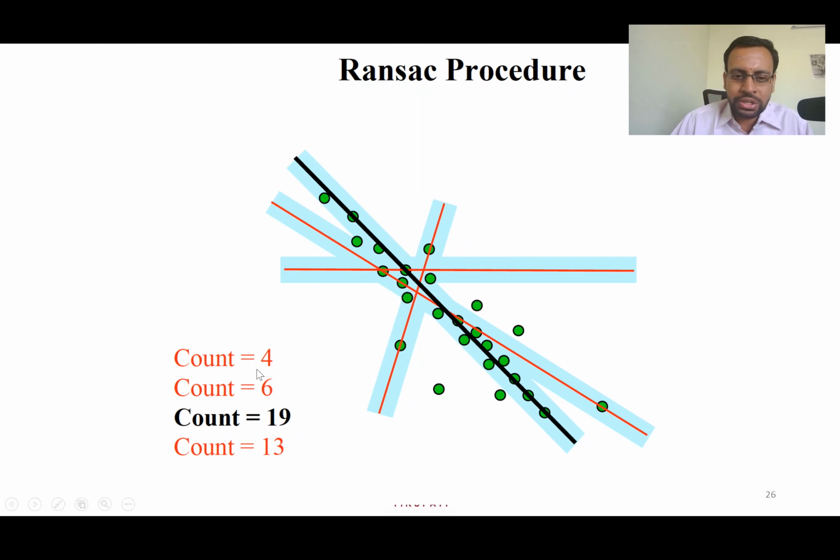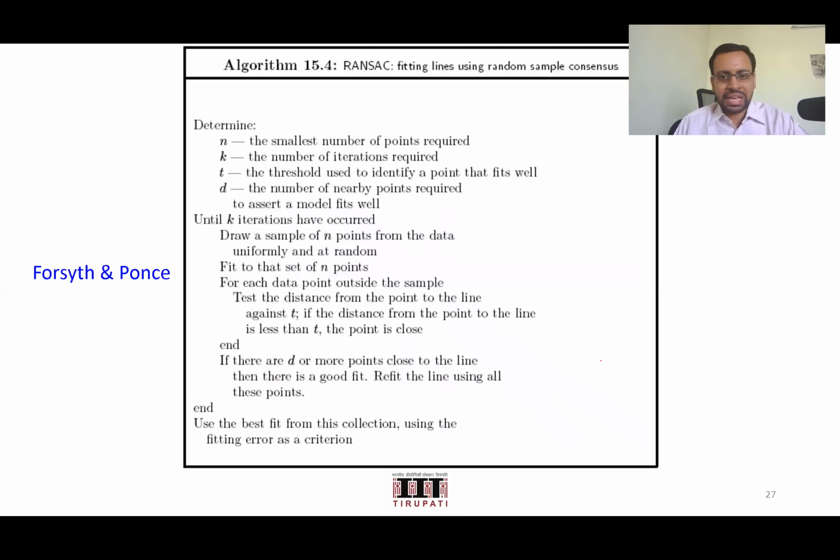So for the first set of points that you picked, you got, let's say, 4 inliers, 6 inliers, then 19 inliers, and then 13 inliers. Obviously the one with 19 inliers and the rest being outliers is the best fit. So you are going to consider this slope and intercept as the final slope and intercept. And you could notice here, while fitting this line, you are not bothered about these points which for some reason got wrongly mapped. This is exactly what RANSAC does.